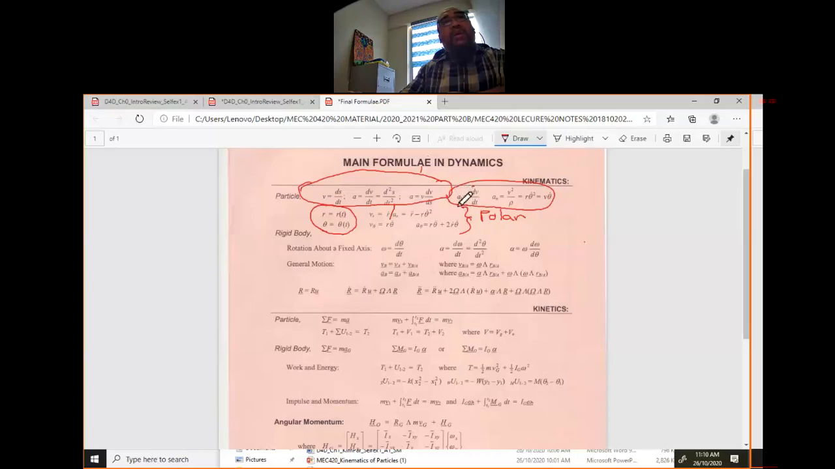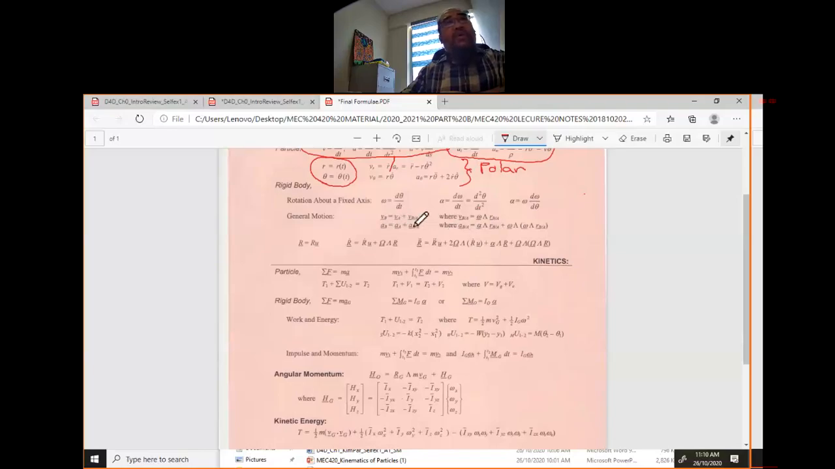A normal and A tangential and so on. So this you have to refer to the diagram. So this is what we did just now. This is rotation about a fixed axis.